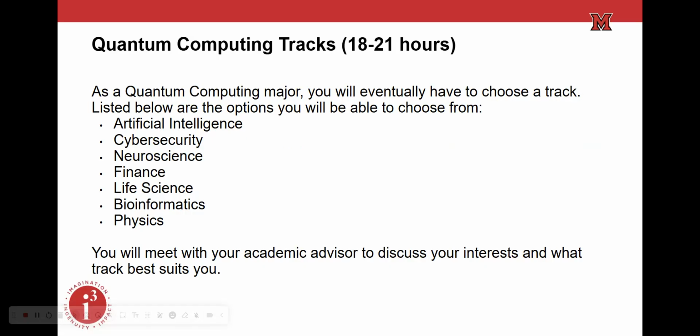Quantum computing tracks. If you choose to do the quantum computing major, you will eventually have to choose a track. Listed are the different options that you can choose from: AI, cybersecurity, neuroscience, finance, life science, bioinformatics, and physics. You will meet with your academic advisor at some point to discuss your interest in which track best suits you.